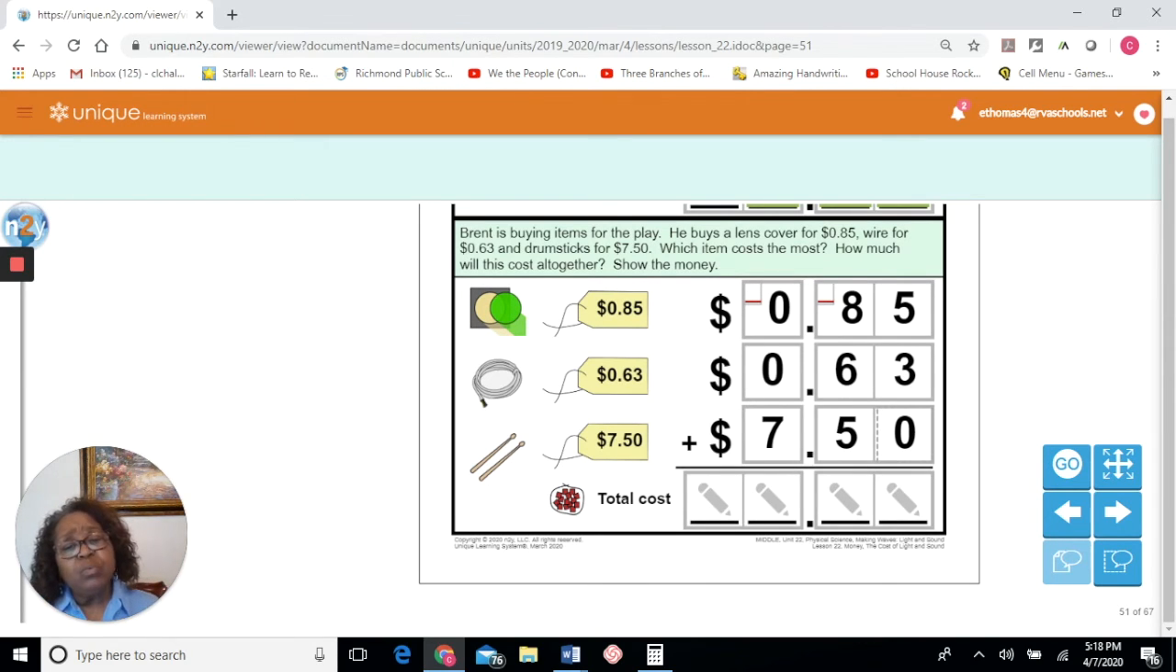All right, let's see which one of these items cost the most. Now remember, when you are comparing money and any number, actually, you always start at the value that's the highest. And in this case, the dollars place is the highest place to start. There's 0 there, 0 there, and $7 here. So that means we don't have to go any farther. We know that $7 is higher than the other two numbers. So the item that costs the most is the one that costs $7.50.